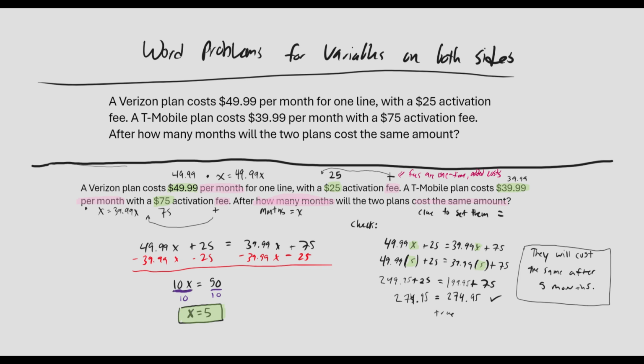Then you can plug it in for x on both sides to check it. We plug 5 in for each x. You'll get 249.95 plus 25 equals 199.95 plus 75. Both sides get 274.95 as a final answer, which is true. Therefore, you know that both plans will cost the same amount after 5 months is your correct answer.